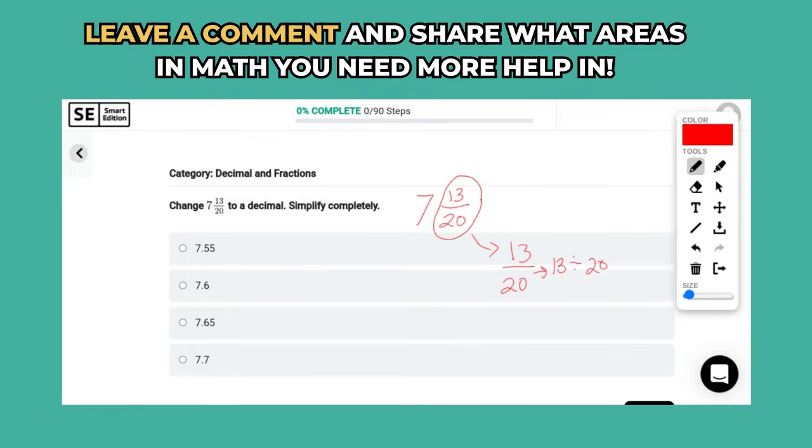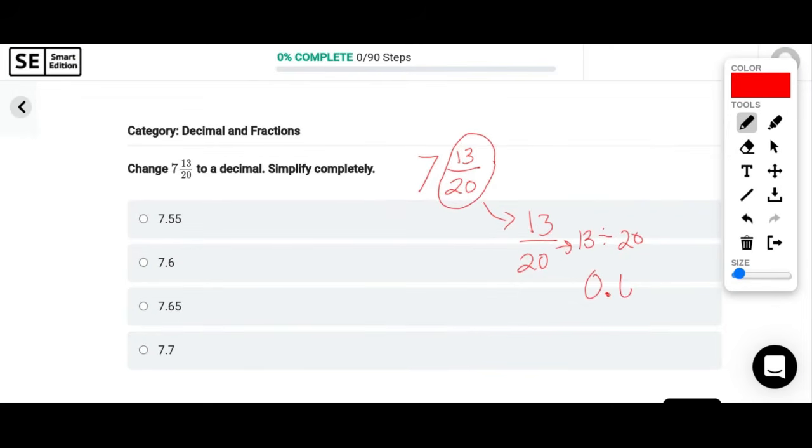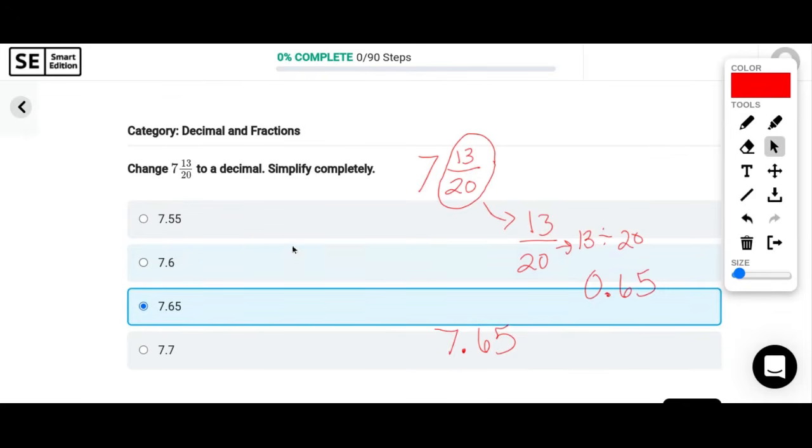So if I plug in 13 divided by 20, I get 0.65. Okay, so that's the fractional part. So I keep the 7 in front, and I just get 7 65/100 as my decimal. Okay. Easy peasy with that calculator.